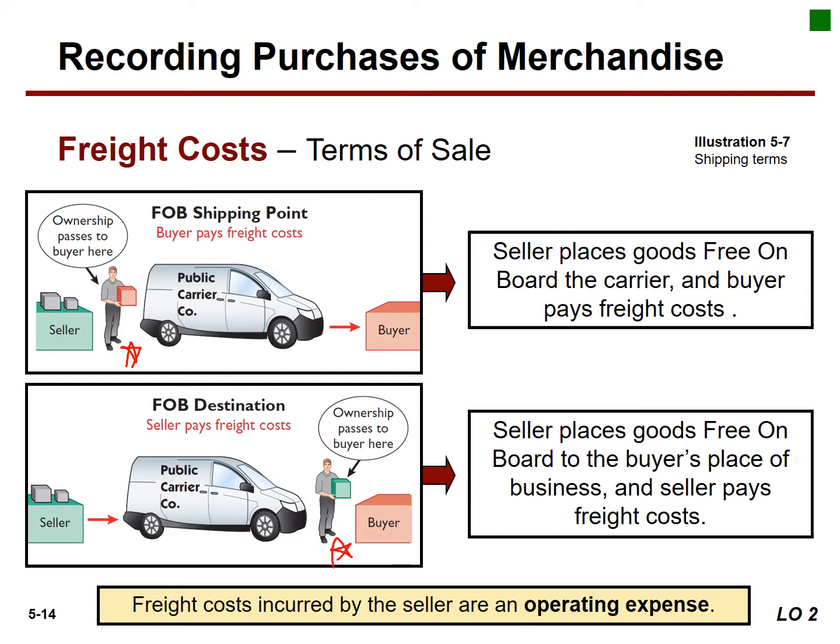If the buyer is paying the freight cost, that increases the cost of the inventory, so we're going to record it into the inventory account under the perpetual system. If the seller has to pay the freight costs, this is just going to act as an operating expense to the seller.